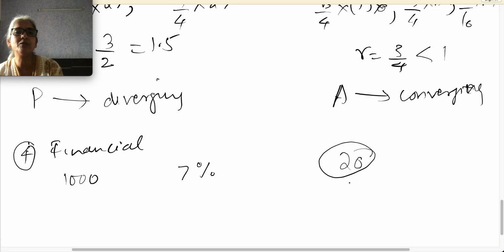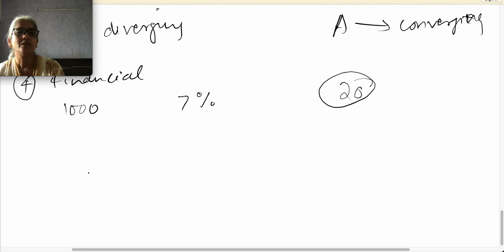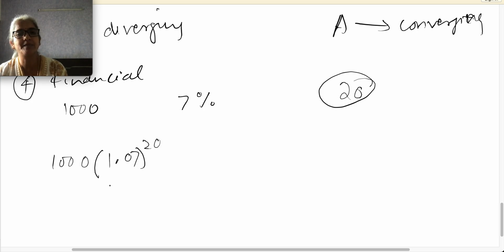how long will I be able to sustain that I still have money left and I can withdraw? Correct? So if I keep this money for 20 years, how much interest will I earn? 1.07 raised to 20. Correct? That's the compound interest formula.